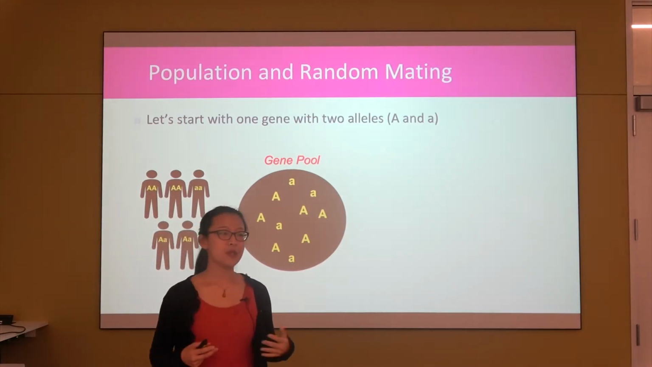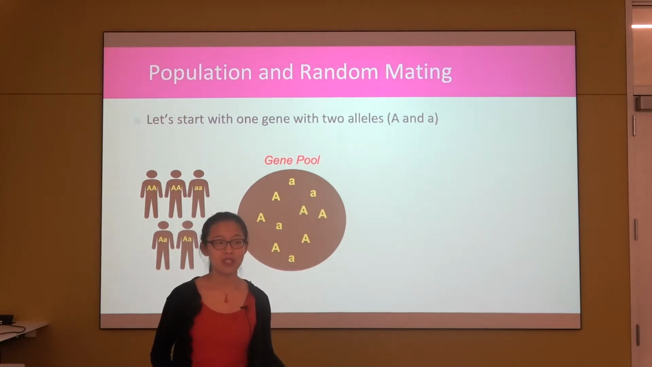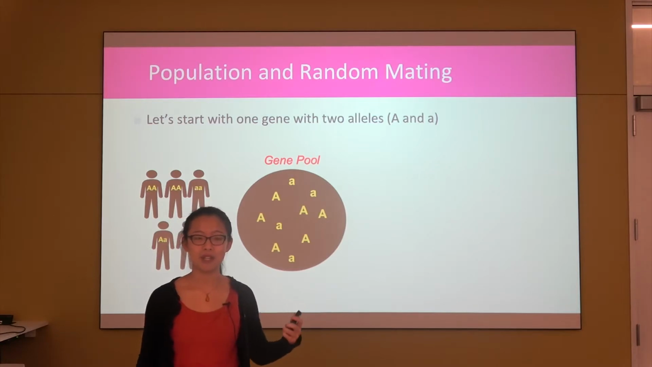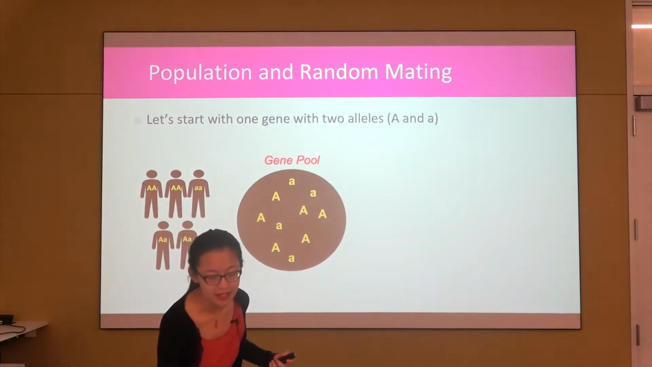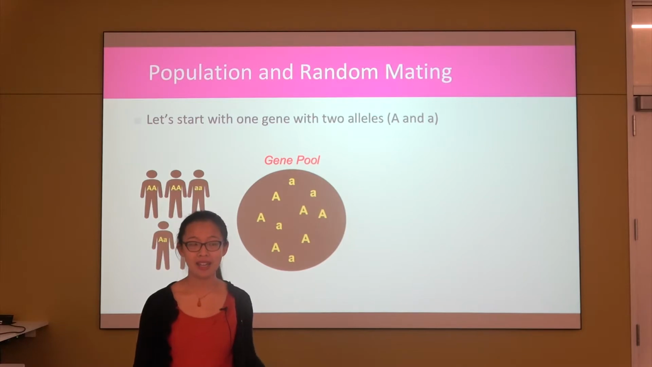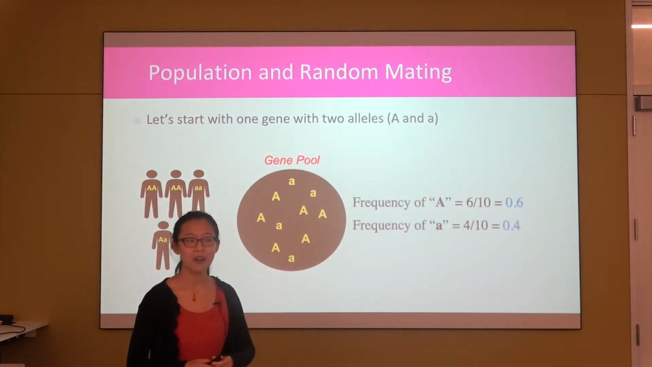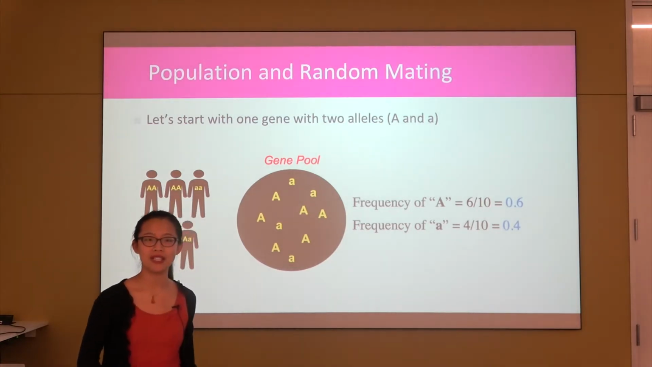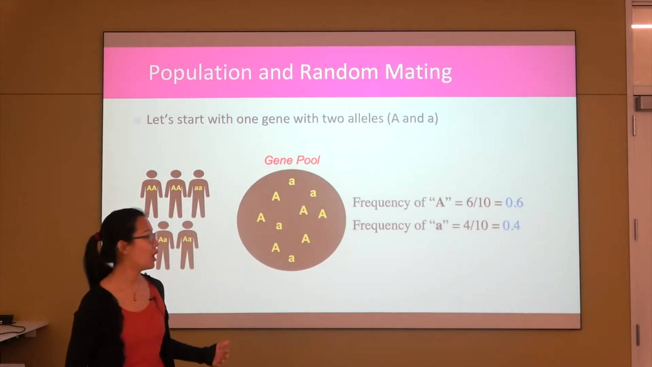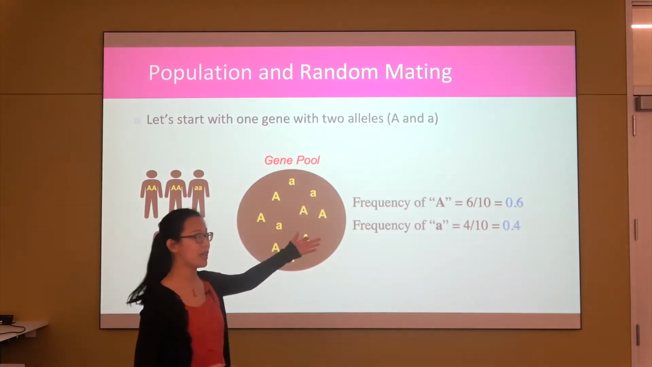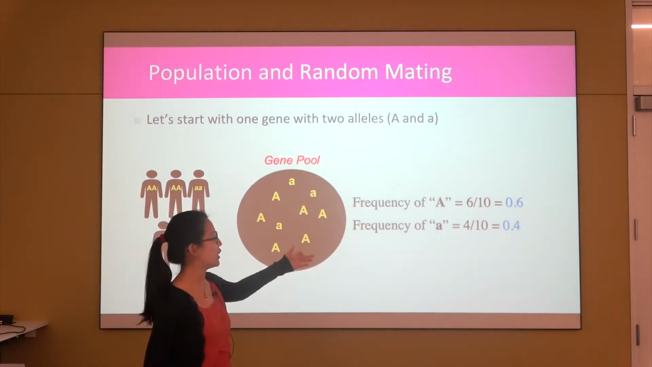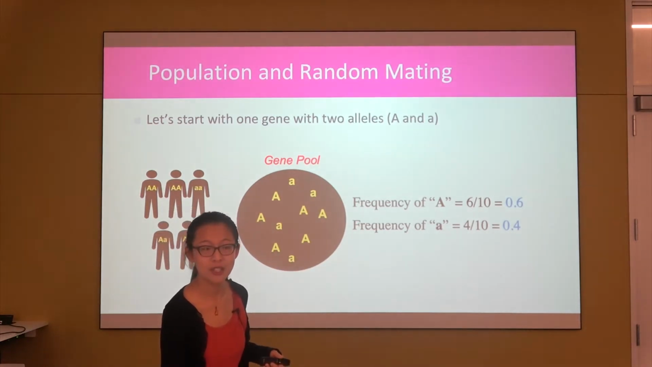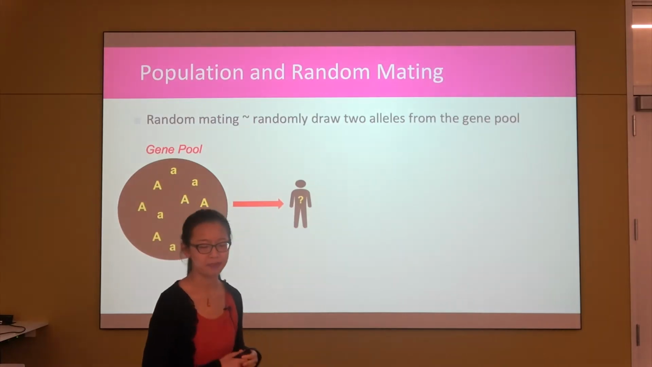If you still remember the concept of allele frequencies from previous modules, allele frequency is the proportion of each type of allele in the population. In this case, since we have two alleles, big A and little a, we can calculate the allele frequencies simply by counting how many big A's and how many little a's there are. Since we have 10 in total, the frequency of big A is 0.6 and the frequency of little a is 0.4. So 60% versus 40%. Now let's look at what really happens with random mating.